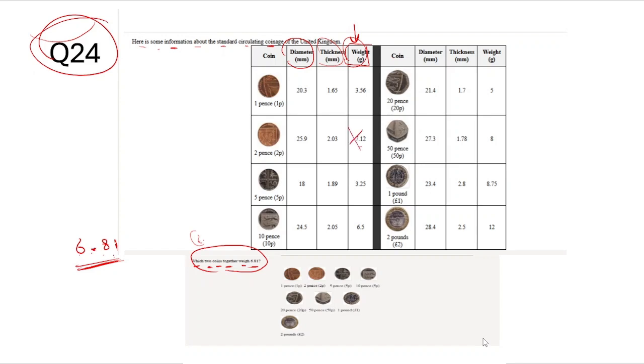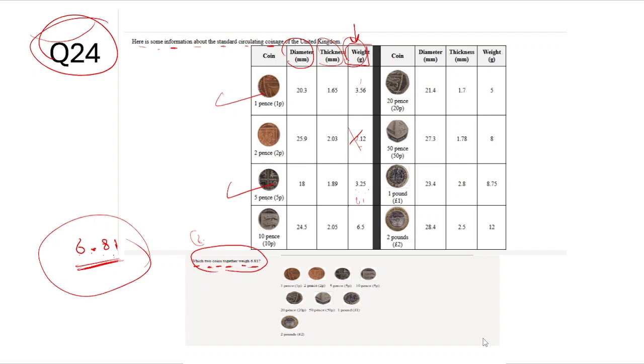So this one will be excluded. Okay, this 3.25. So let's calculate this one. 3.56 and 3.25: 6 plus 5 equals 11, carry 1, and 1, 6, 2, it will be 8. So these are the two coins which give me 6.8: the 1 piece and the 5 piece.